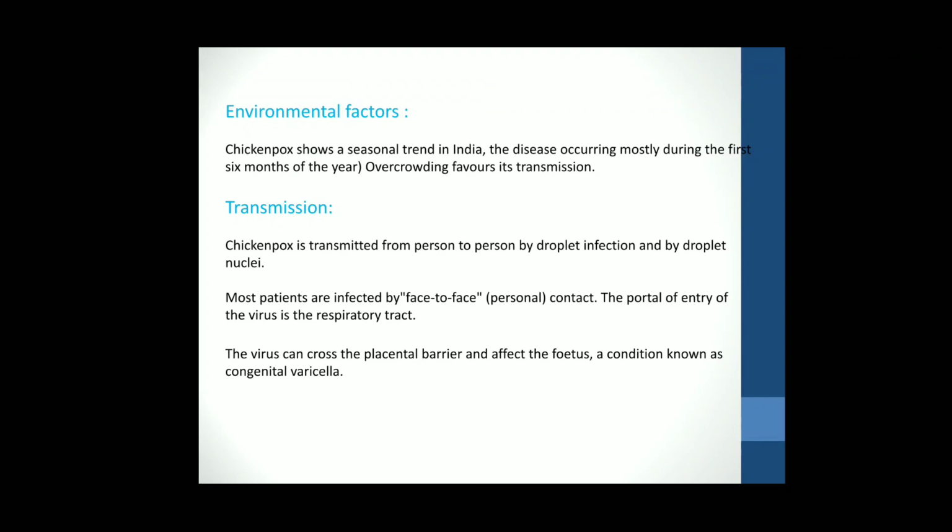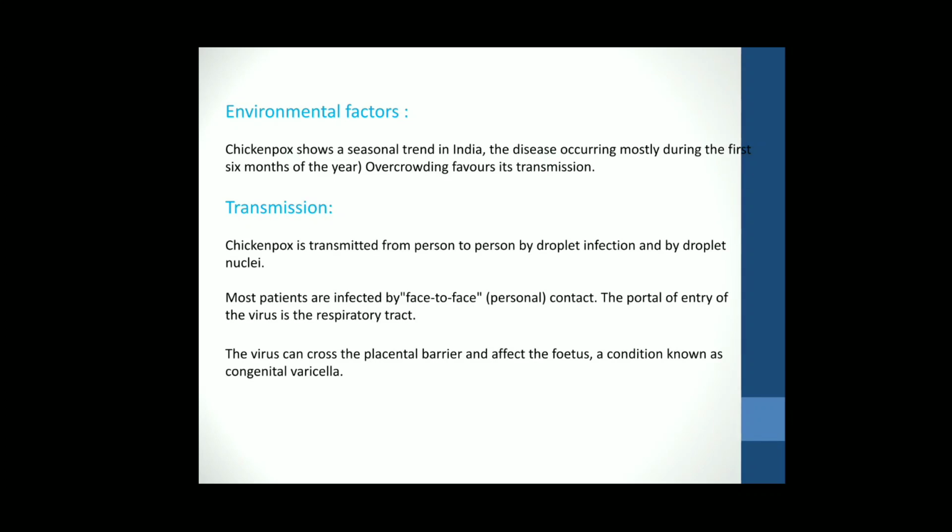Chickenpox shows a seasonal trend in India. The disease occurs mostly during the first 6 months of the year, and overcrowding favors its transmission. Most of the time, from January to April or May, it is like a tropical season for us. It will be a little dry. So these are some favorable conditions for chickenpox to grow.